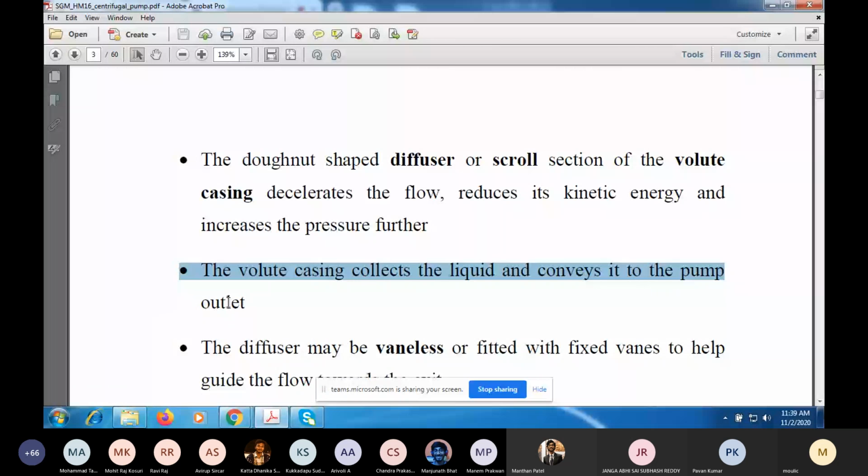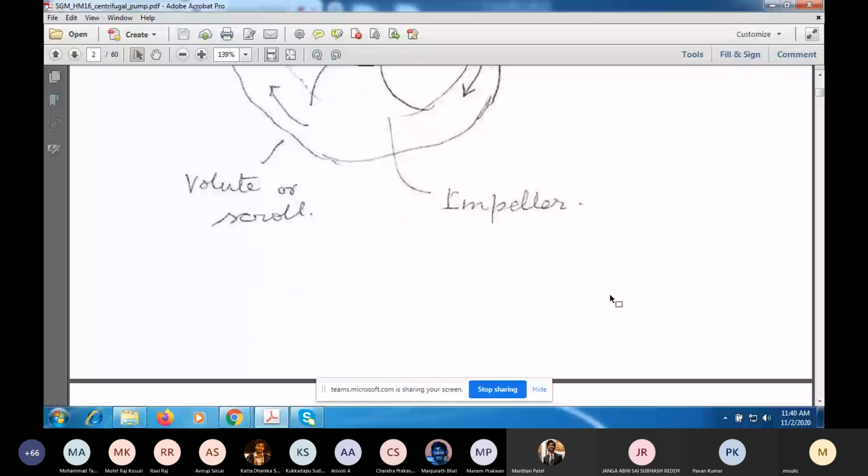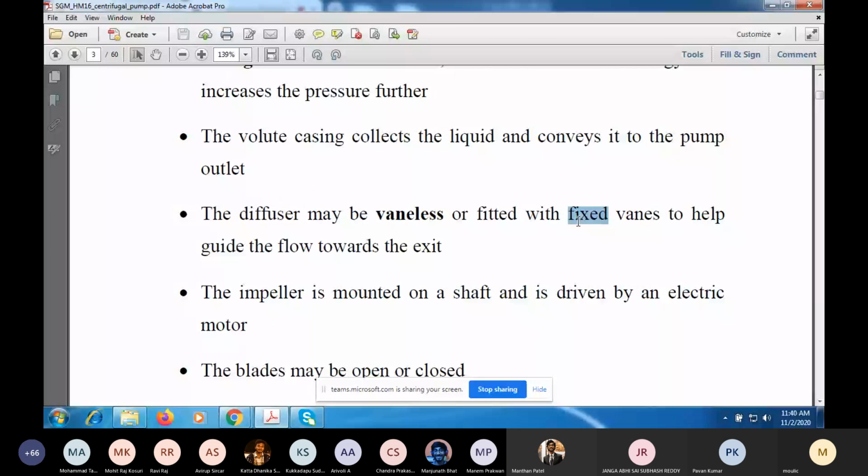Okay. Now the diffuser may be vaneless. So in this figure, in the diffuser section there are no vanes. But you could also have pumps which have fixed vanes which guide the flow to the exit.